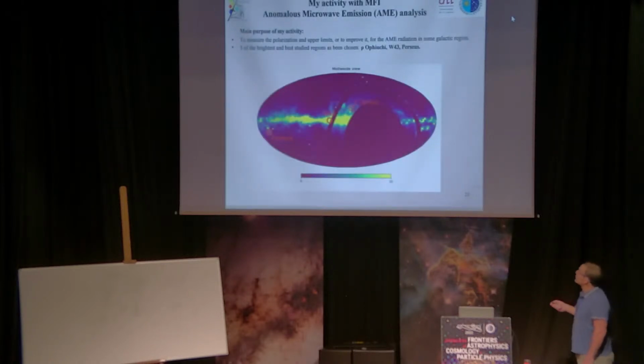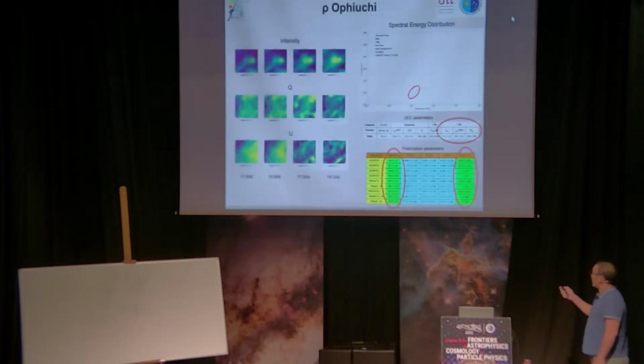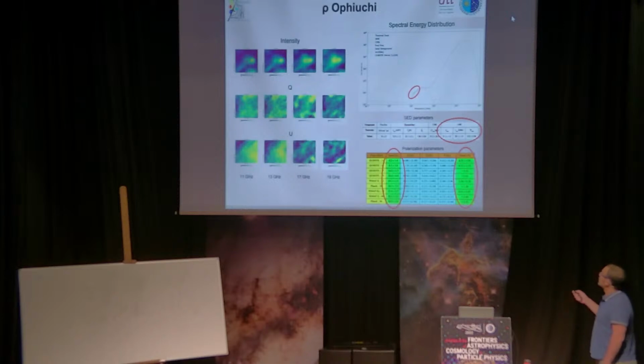Anomalous microwave emission is part of my work, and the aim of this work is to measure the polarization, or upper limits, or to improve them, for the AME radiation in some galactic regions. We selected 3 regions because they are the brightest and the best regions. They are Rho Ophiuchi, W43, and Perseus. I put as an example what I did in Rho Ophiuchi.